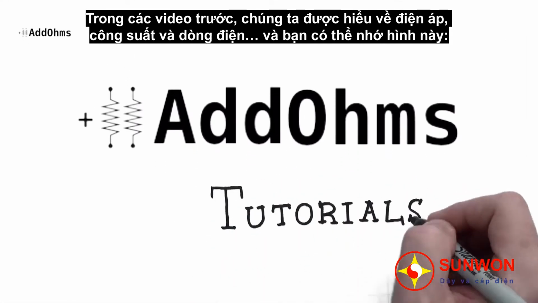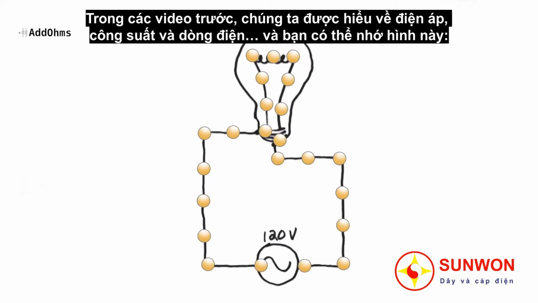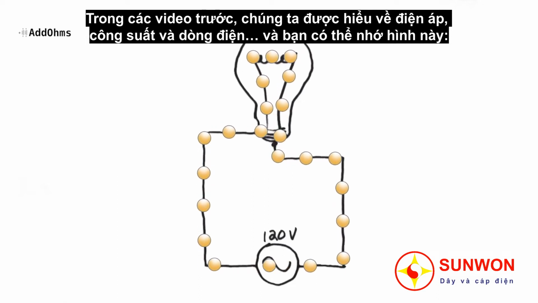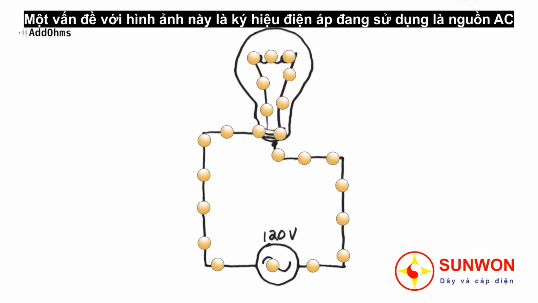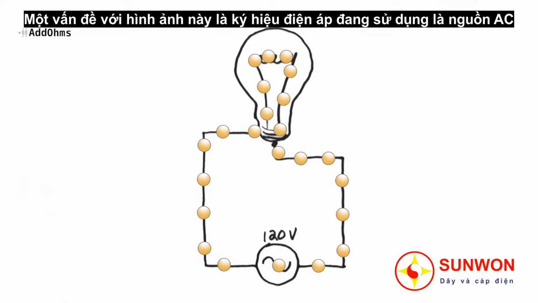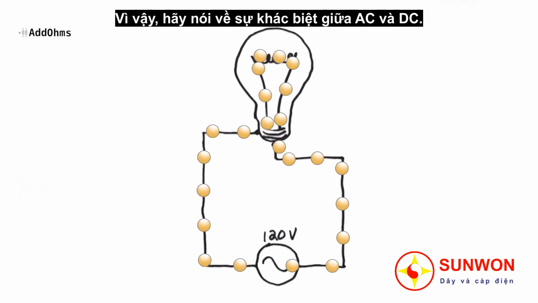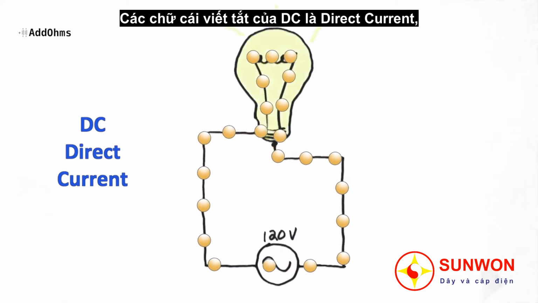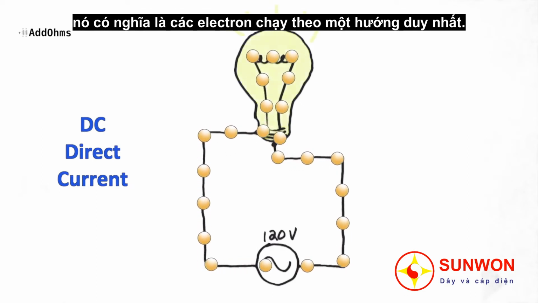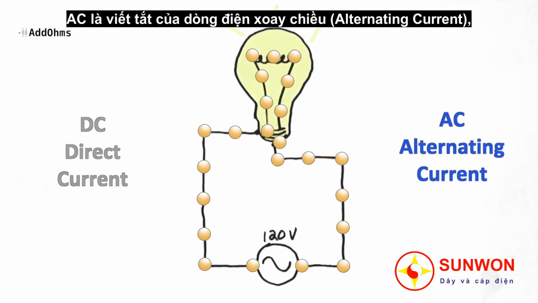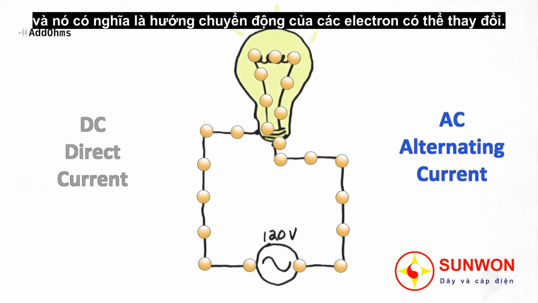On a previous ADOMS video, we looked at voltage, power, and current, and you might remember this animation. One problem with this animation is that the voltage source shown was an AC source, while the current flow was shown as DC. So let's talk about the difference between AC and DC. The letters DC stand for direct current, and it generally means the electrons flow in a single direction. AC stands for alternating current, and it means that the flow of electrons change.